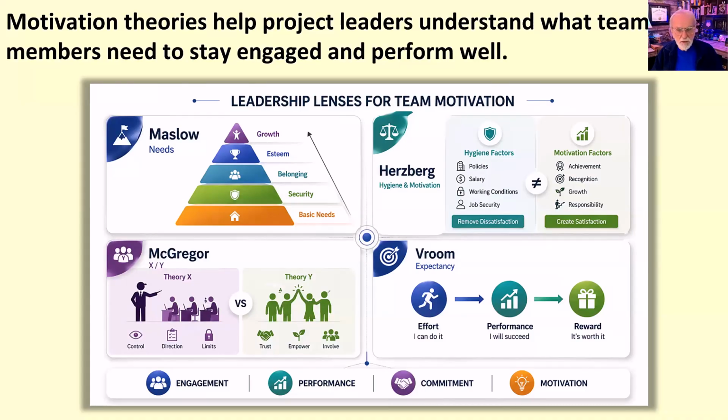Maslow's hierarchy of needs reminds us that people are motivated by more than just the work itself, more than task assignments. Team members need basic security, a sense of belonging, respect, and opportunities for growth. In project work, this can show up through workload stability, role clarity, inclusion, recognition, and professional development, like I was speaking of earlier. The hierarchy moves up to what is called the growth stage, self-actualization, where they're self-motivated. It becomes intrinsic motivation, so they're motivated to produce from intrinsic needs.